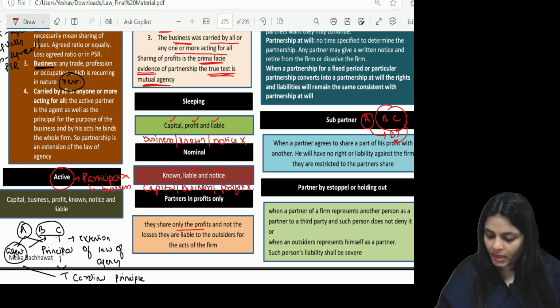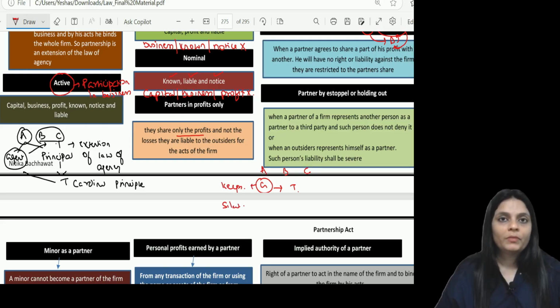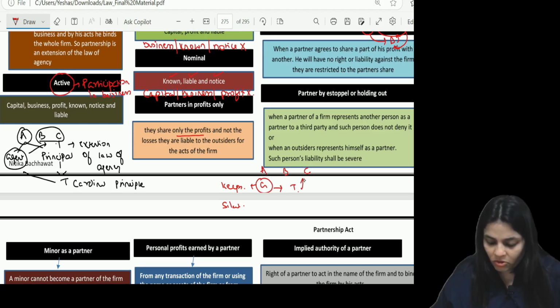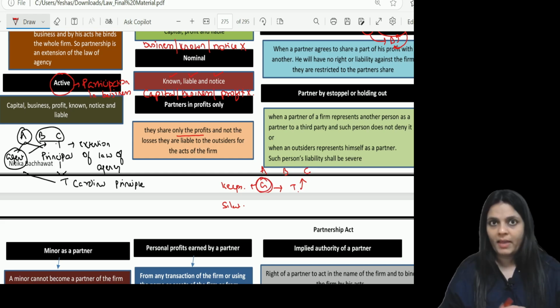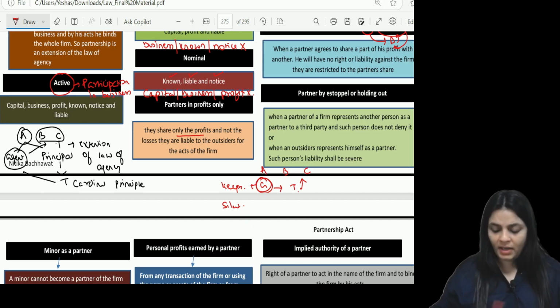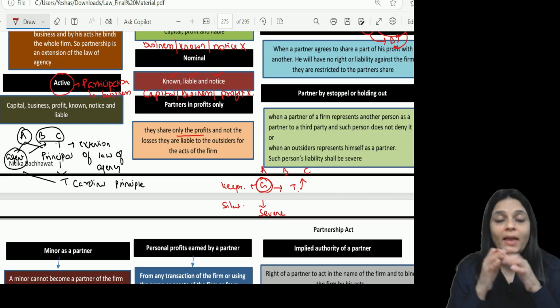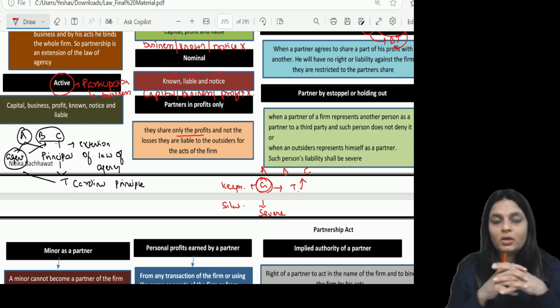Partners by estoppel or holding out. There are two situations here. First, a partner of a firm represents another person to a third party as a partner, and such person keeps silent. He does not deny, right? He keeps silent or he does not deny. So, to the third party, he is a partner of the firm, right? And if the third party contracts with the firm, G is also liable. I'm saying also, firm will be liable because the firm has made a contract, but G is also liable and his liability shall be several. And when I say several, it means what? He's liable for the whole amount, right? He's liable for the whole amount.